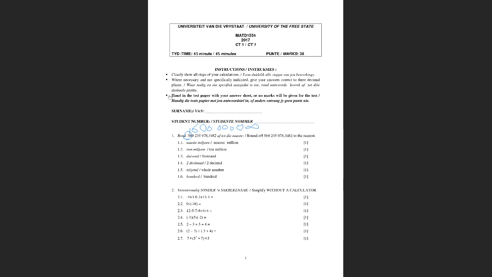Ofori-Kusi, your hand is up. Please, if your hand is up, please speak, because if you do that, you'll be wasting the time. Yes, we can hear you.